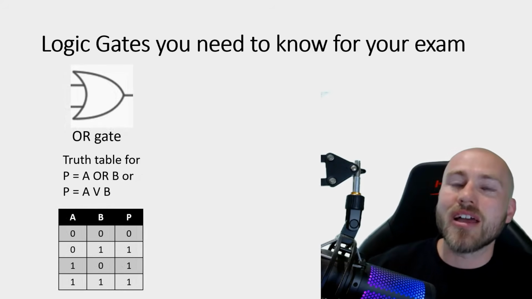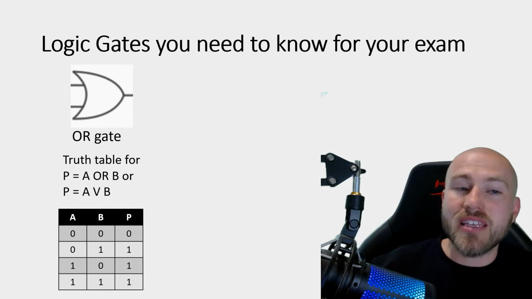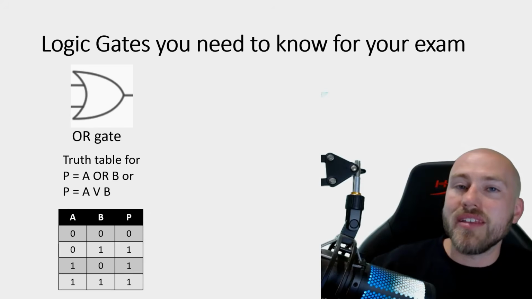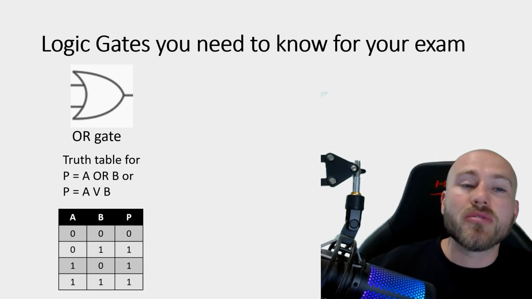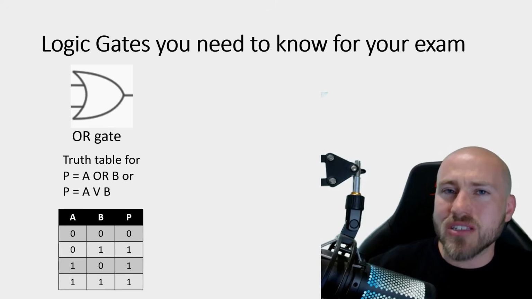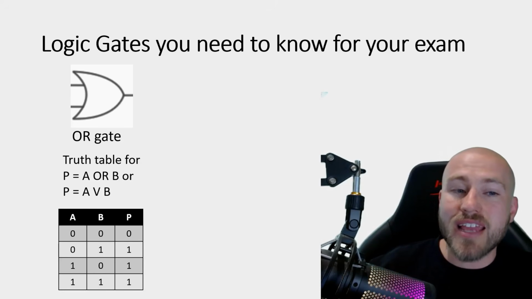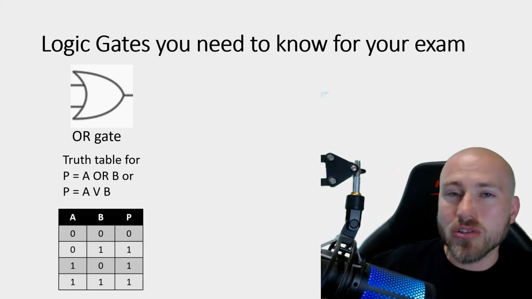The final gate that we need to know is the OR gate. So this one could be written as P equals A OR B. So again, you've got two inputs like the AND gate did. It could also be written, and it looks like a capital letter V, but it also means OR. So P equals A OR B, but with that little V looking thing, which also means OR.